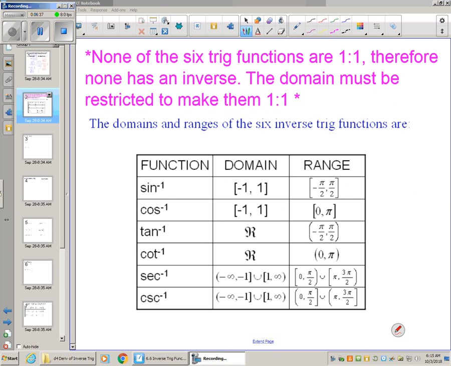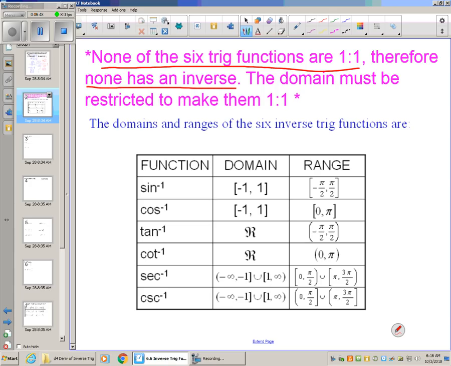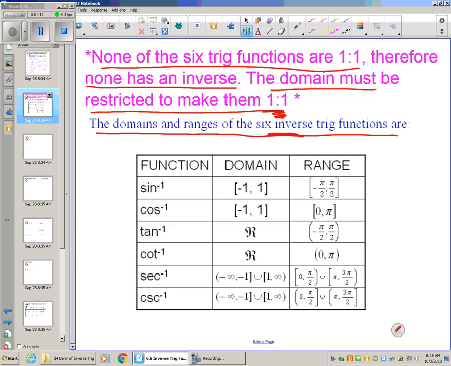Now remember, as we're talking about our trig inverse functions today, none of the 6 trig functions are one-to-one. Therefore, none technically has an inverse. Every time we talk about sine inverse or cosine inverse, we're looking at a restricted version of it. The domain must be restricted to make them one-to-one. And remember from earlier this week that inverses have to be one-to-one for us to take derivatives and do things with them. So remember, the domain and ranges of the 6 inverse trig functions are given below. This should be a review from pre-calc, and we talked about this in the review packet a little bit.